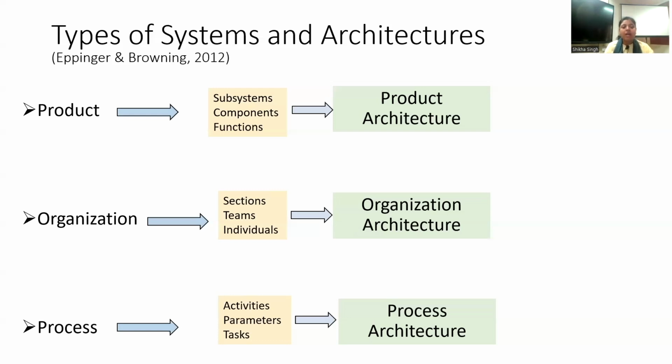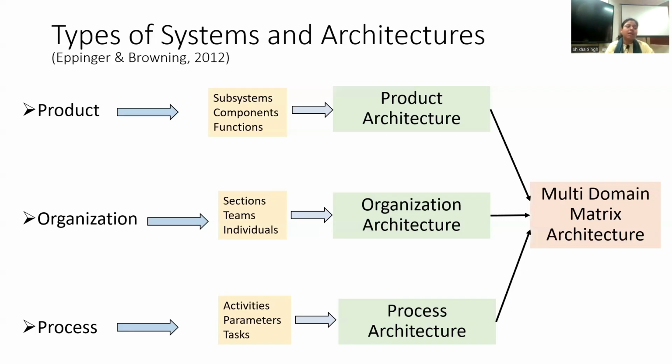So then I'll make a comment here that in an organization there can be a product, there can be the teams, there can be the processes. So when we combine all these three systems or system architectures, then we say we can get the multi-domain matrix architecture, right?